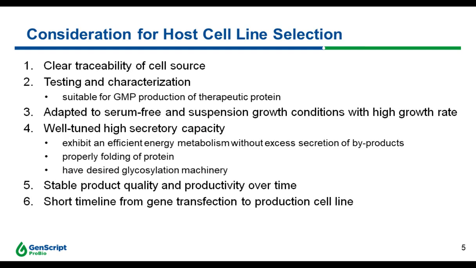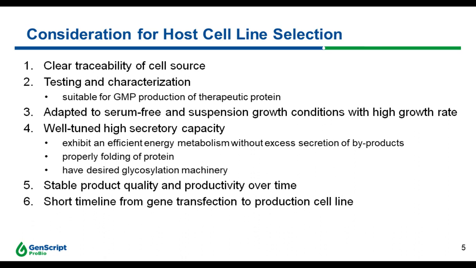Okay. So how do we choose the host cell line? There are a few considerations to bear in mind. One is we need to have clear traceability of the cell source: where the cells come from, which vendors you get them from, and how they were handled. And all these host cell lines require full testing and characterization to demonstrate their safety, and that they are suitable for GMP production of therapeutic proteins to be used in humans.